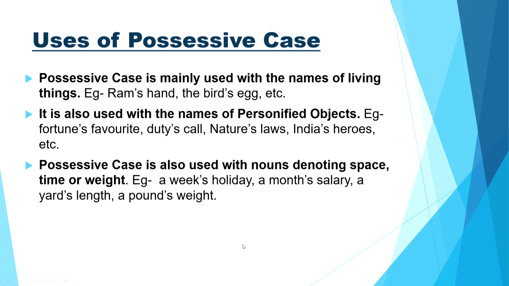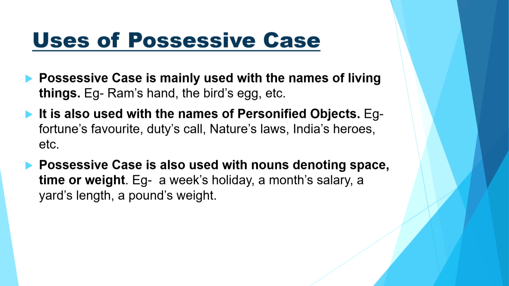Now, moving on, here are some of the uses of possessive case. Possessive case is mainly used with the names of living things. For example, Ram's hand, the bird's egg. It is also used with the names of personified objects. For example, Fortune's favorite, Duty's call, nature's law, India's heroes, etc.